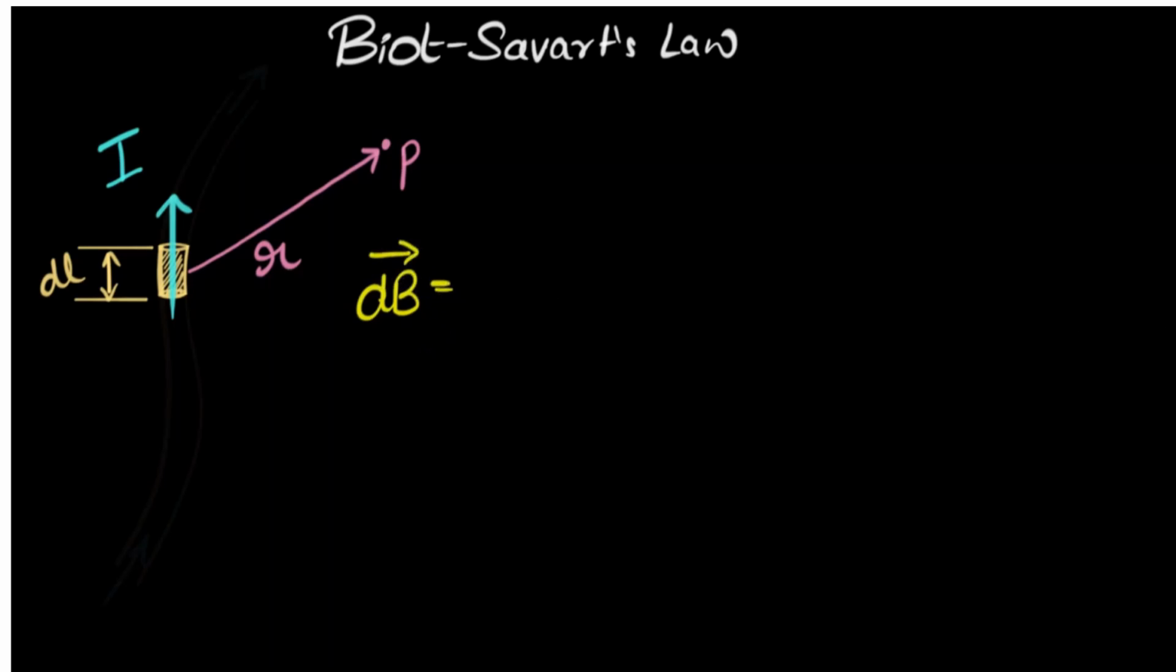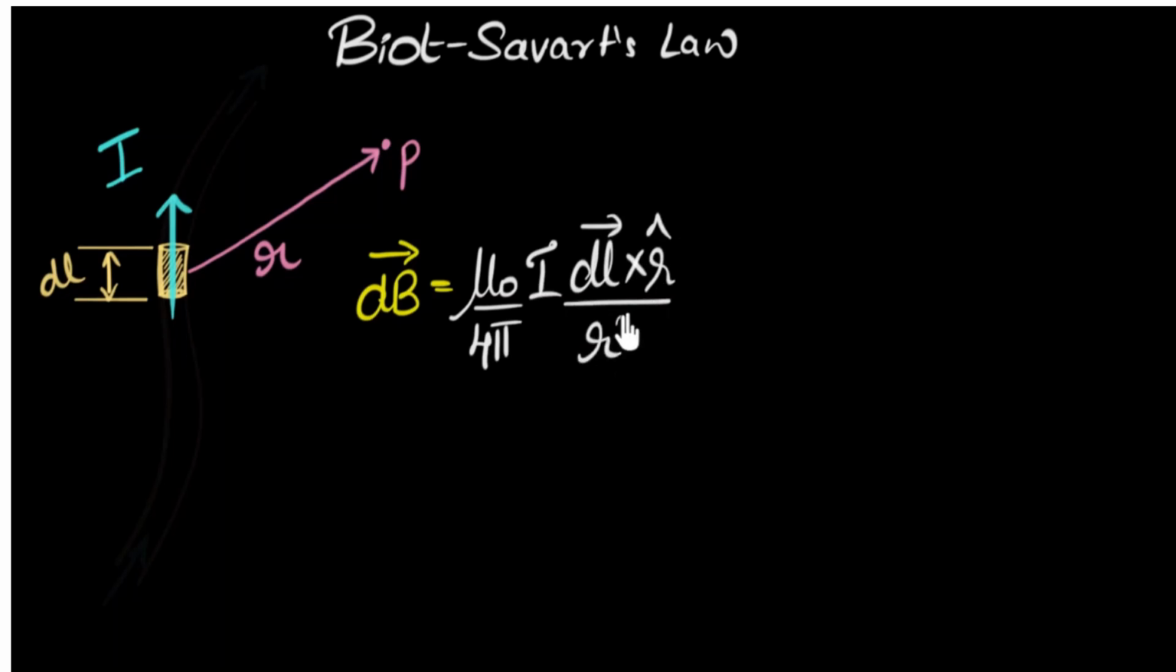is equal to mu naught divided by 4 pi. Mu naught is a constant, that is the permeability of free space. I dl vector cross R unit vector divided by R squared. This is the vector form of Biot-Savart law.